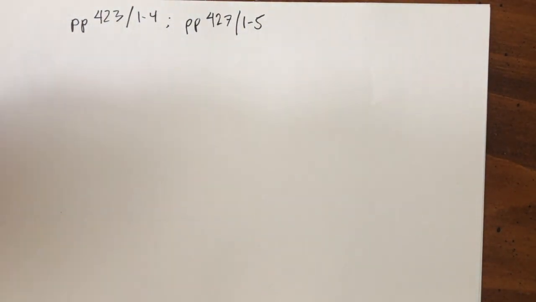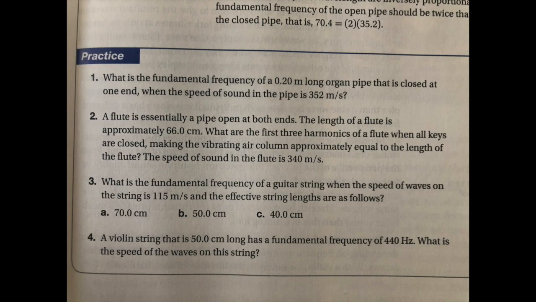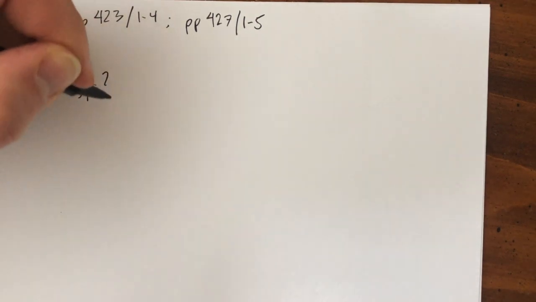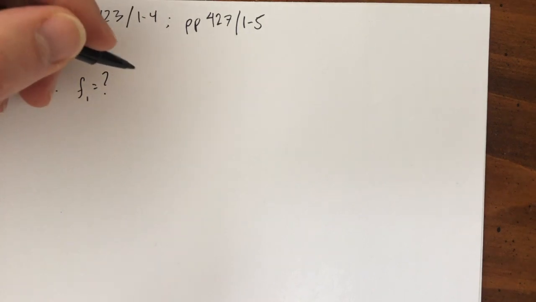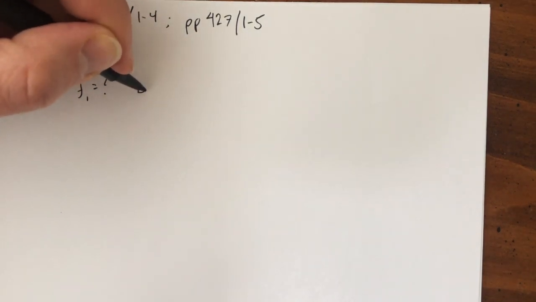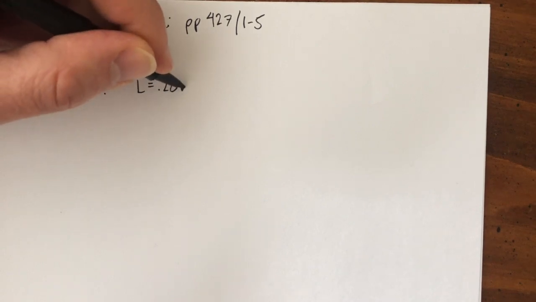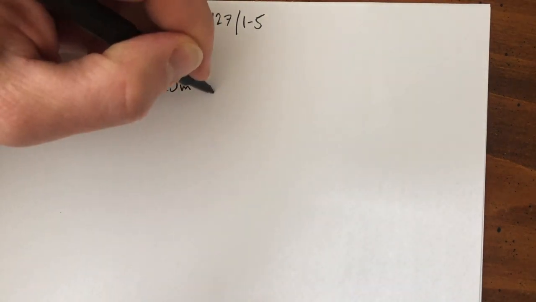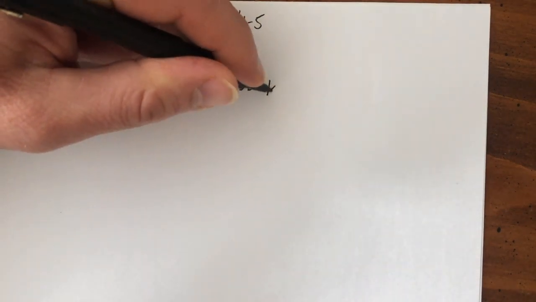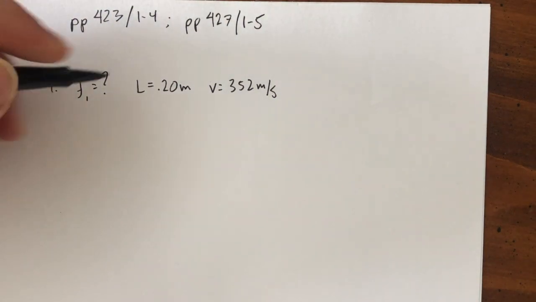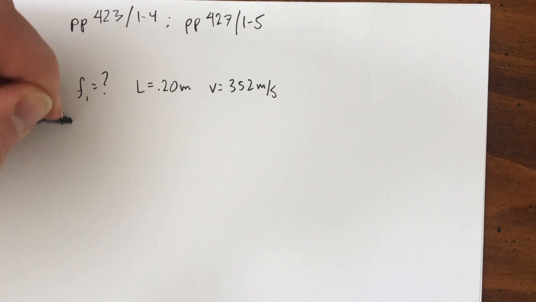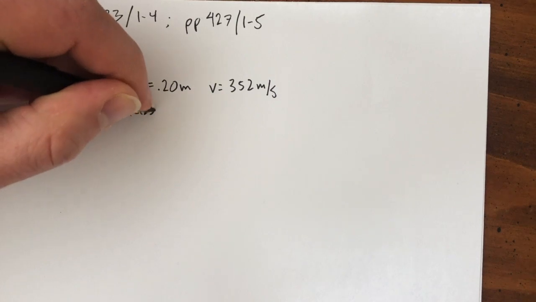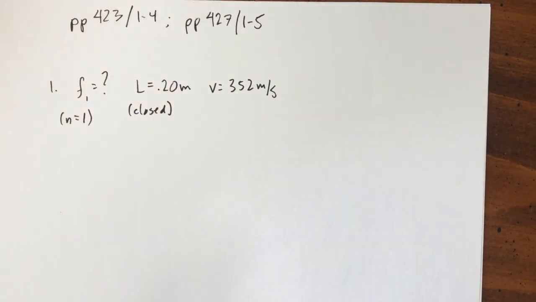So page 423, number 1, it says, what is the fundamental frequency, so that's going to be F1, of a 0.2 meter long organ pipe that is closed at one end? And so we have a length L of 0.20 meters, and the speed of sound in the pipe is 352 meters per second. All right, so we're looking for a fundamental frequency. In essence here, that 1 means that n equals 1. Length is 0.2. It's a closed pipe at one end, which is important to know, and that's the velocity.